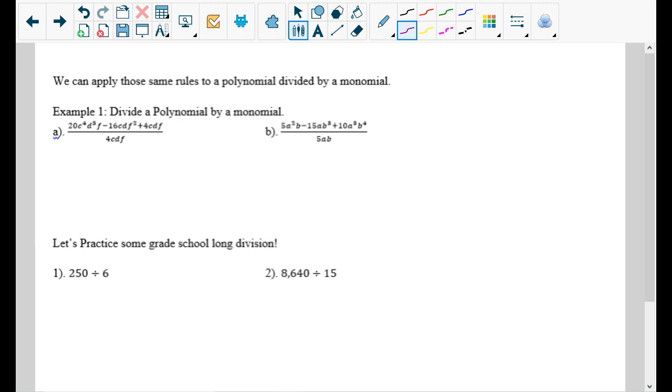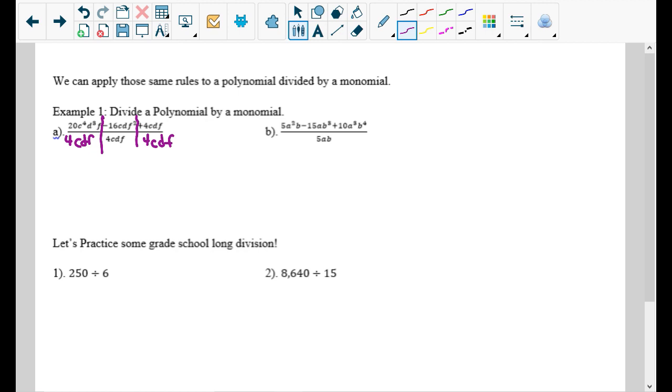Now this 4 cdf is going to get divided by every single term. So it's like I have 3 different problems. So here's a term, so there's my 3 terms. This 4 cdf gets divided by each term. So I'm going to do this division 3 times, just like I did in the previous problem. I'm going to do it 3 times though.